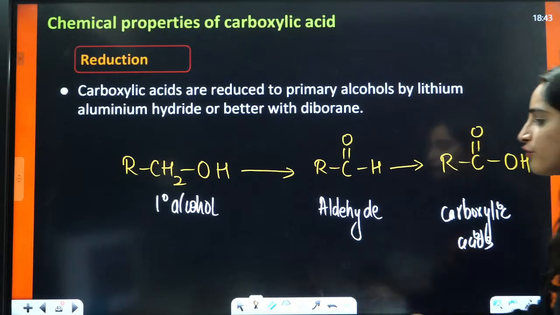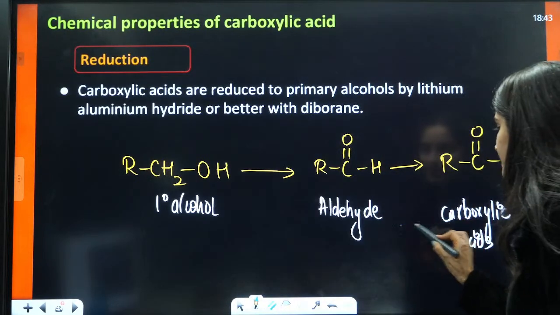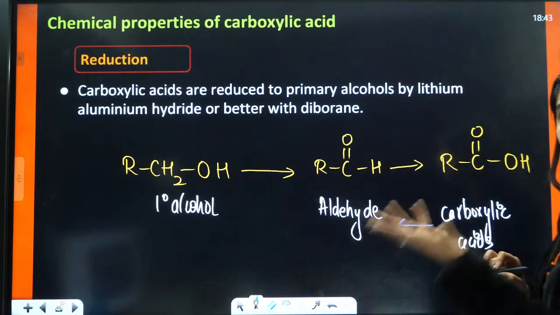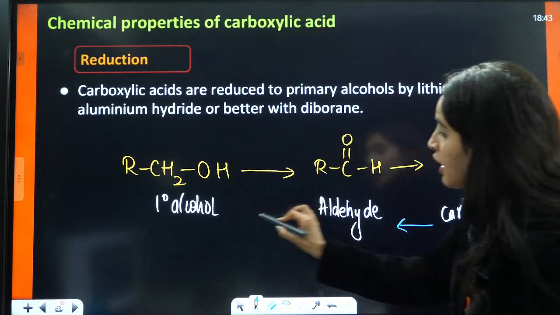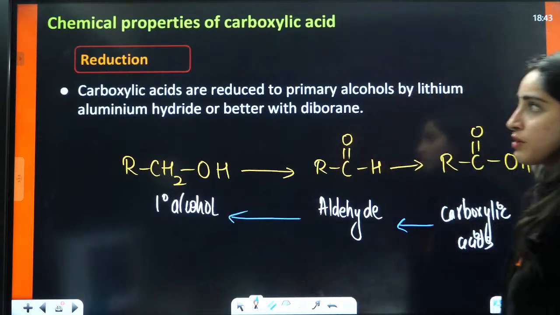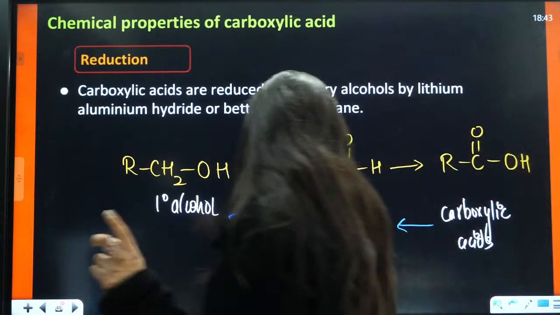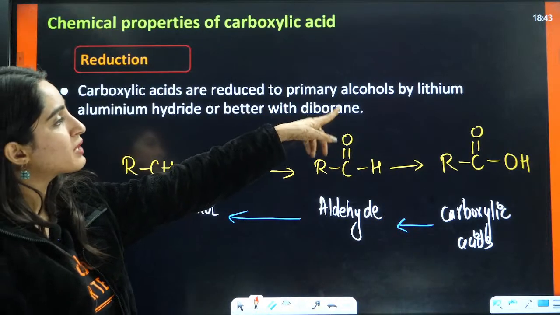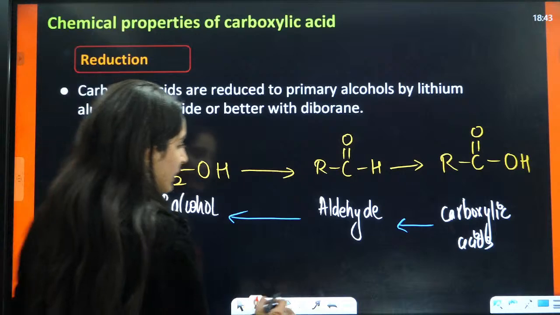So, if I do the reverse of this, can I say that if I reduce carboxylic acid, with a mild reducing agent, it will be converted to aldehyde, and with strong reducing agents, it will be converted to primary alcohols? That is what they are saying here: that acids are reduced to primary alcohol by lithium aluminium hydride.